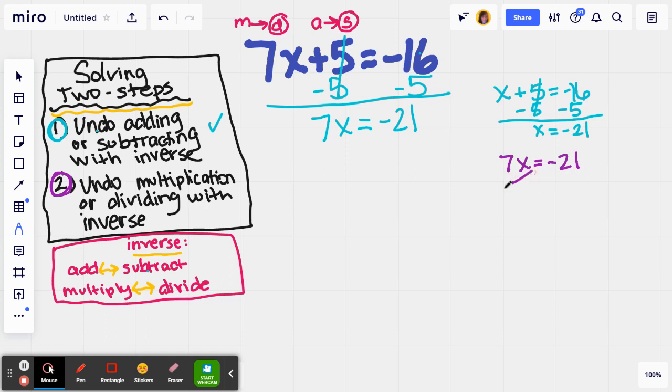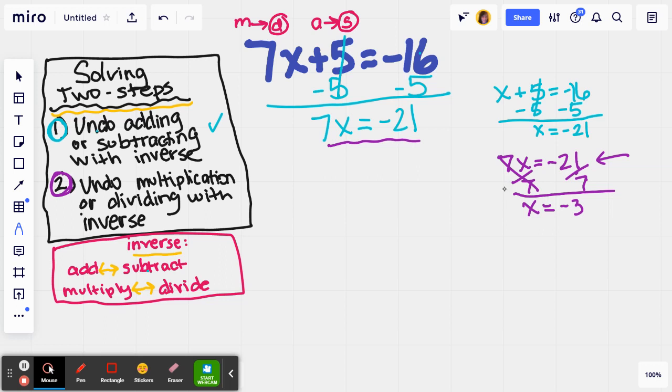If I'm multiplying here, I'm going to divide both sides by 7. And I'm going to cancel, and I get x equals negative 3, because negative 21 divided by 7, put that in your calculator, negative 21 divided by 7 is negative 3. Well, let's get back to our two-step problem. Look at this. This is the same as our original problem here. Okay? So if you can solve a one-step equation, you can solve a two-step. Because a two-step is just two one-steps stuck together.